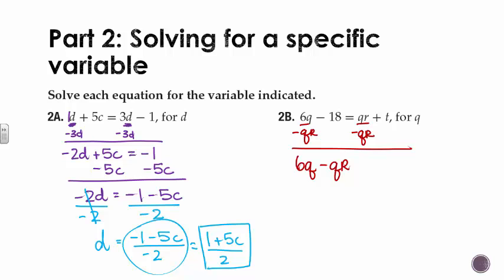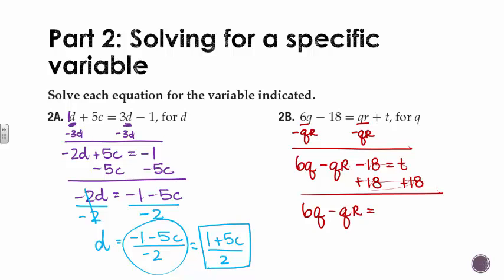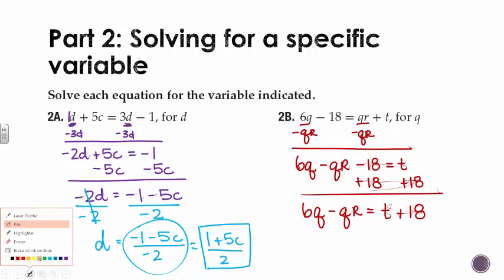So instead what I'm going to do is the same couple steps here. I'm going to get everything with a q on one side and everything without a q on the other. So that's how I'm going to move this 18 over. So then I have 6q minus qr equals t plus 18. And then, because both of these things have a q, what I'm going to do is undistribute the q.